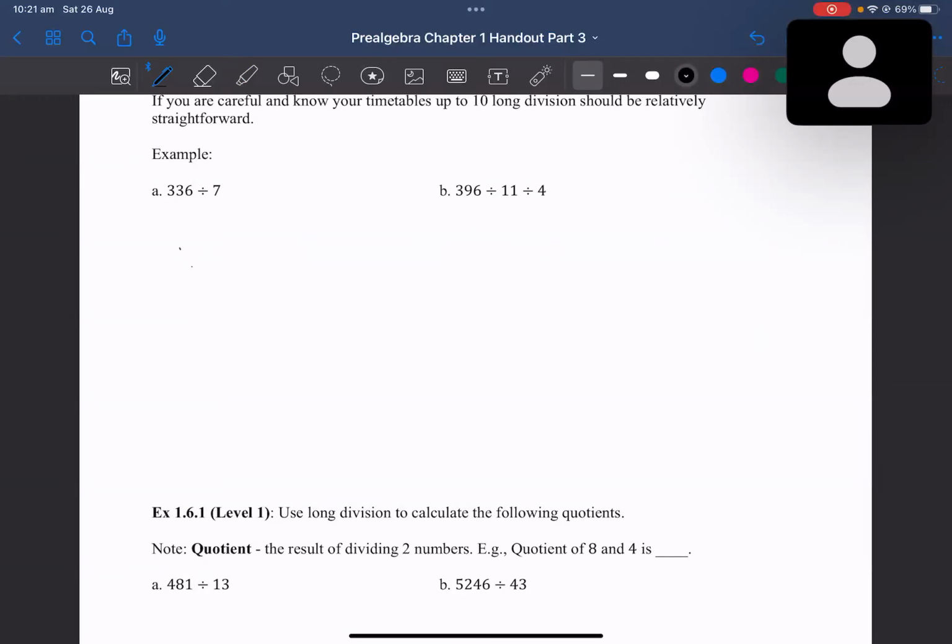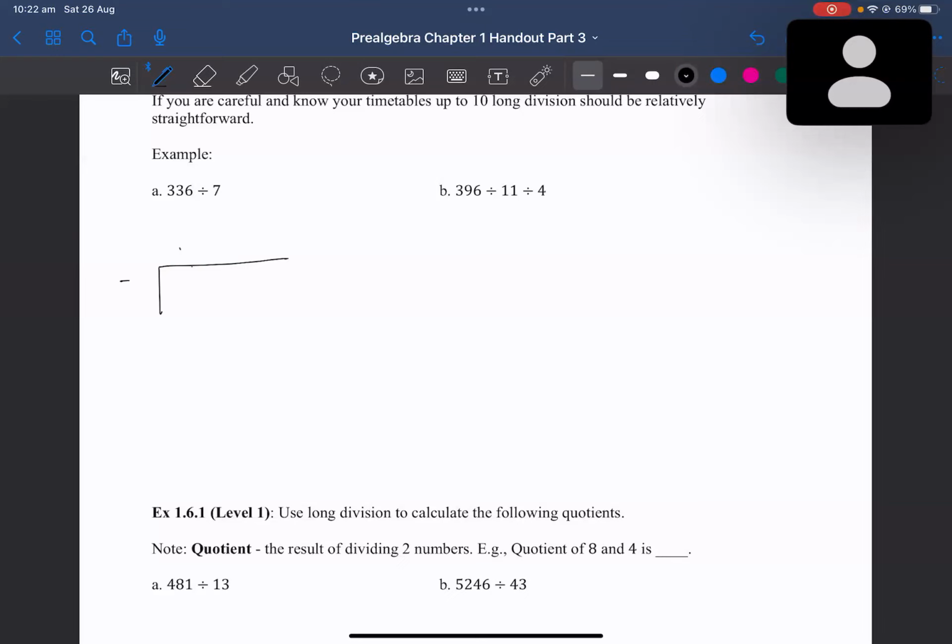Okay, nice. Yeah, they're both good. Very good, Arjun. So when you're doing long division, you've got to be careful. If you mess up the subtraction and stuff, you get confused.